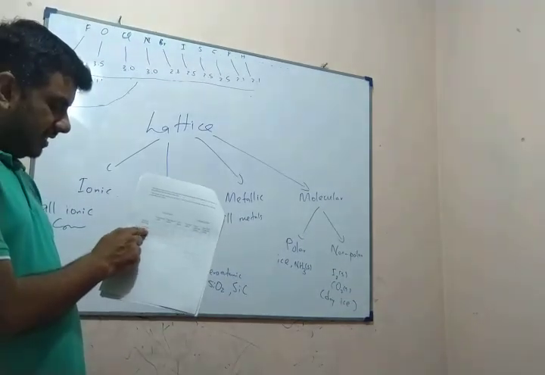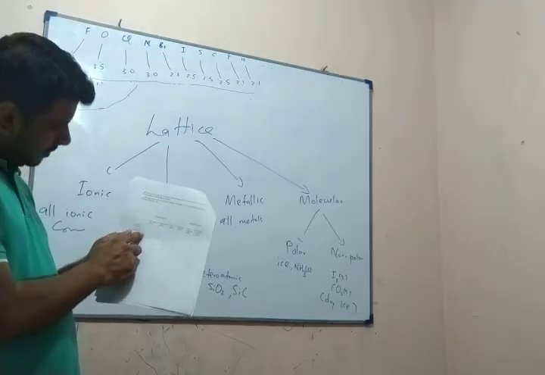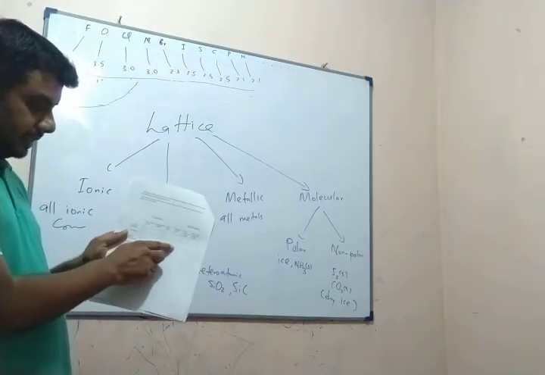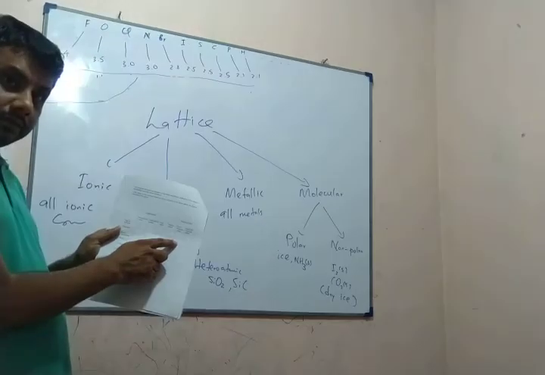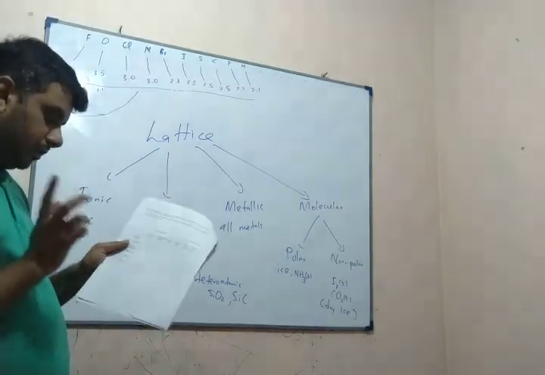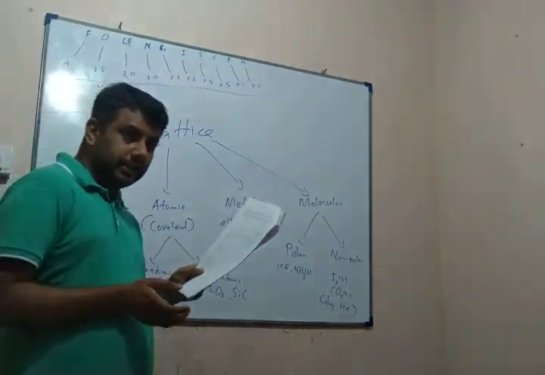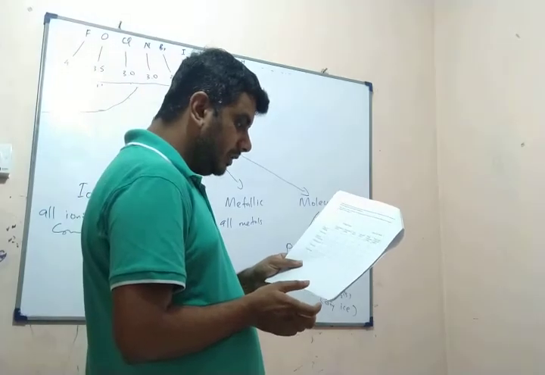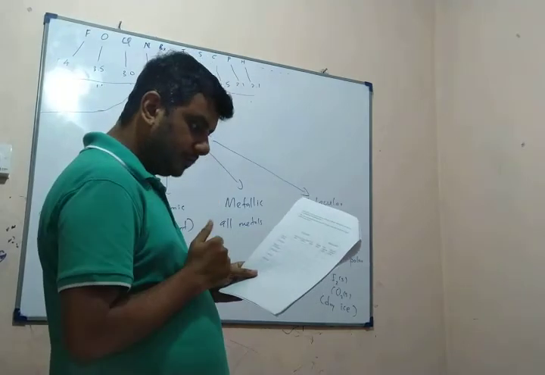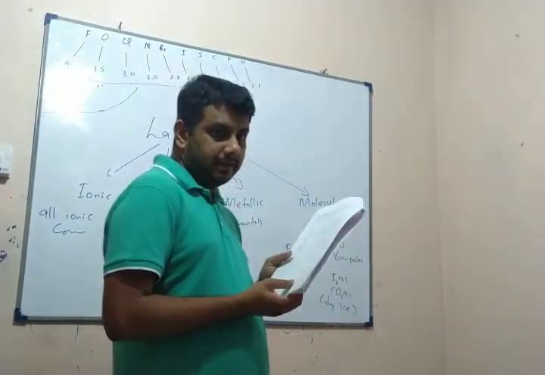Covalent lattice: only covalent bond. Ionic lattice: ionic bond. Metallic lattice: metallic bond. Dipole attraction and London dispersion force. Only London dispersion force. Electric conductivity: what about electric conductivity? Only the metallic lattice will conduct electricity.